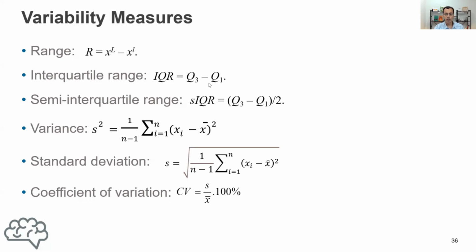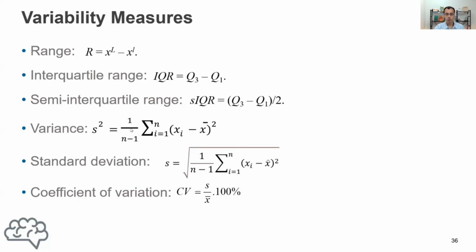And the quartiles can be obtained by ordering all the values in the variable and dividing it in 4 parts. This means that the first quartile is going to have 25% of the ordered values, the second quartile is going to have 50% of the ordered objects, and the third quartile is going to have 75% of the ordered objects. The semi-interquartile range is the interquartile range divided by 2.